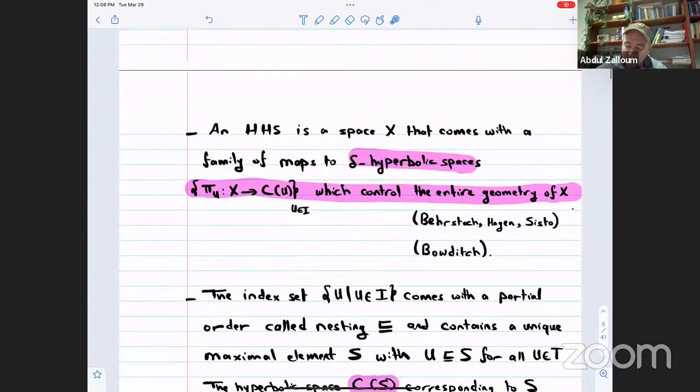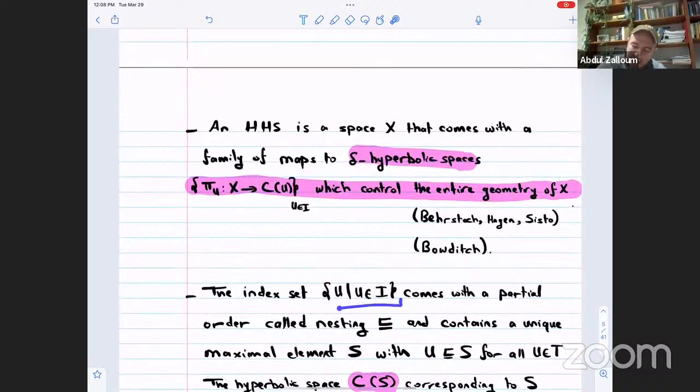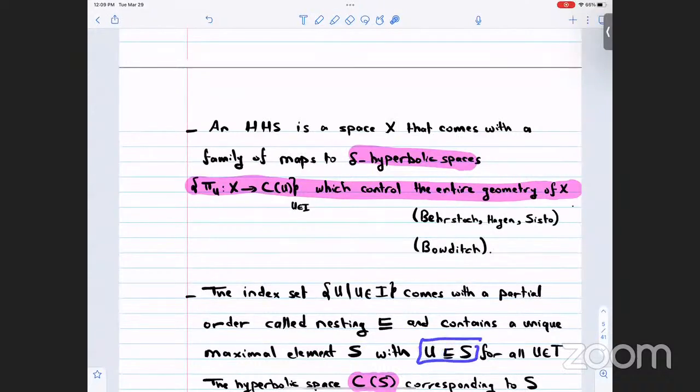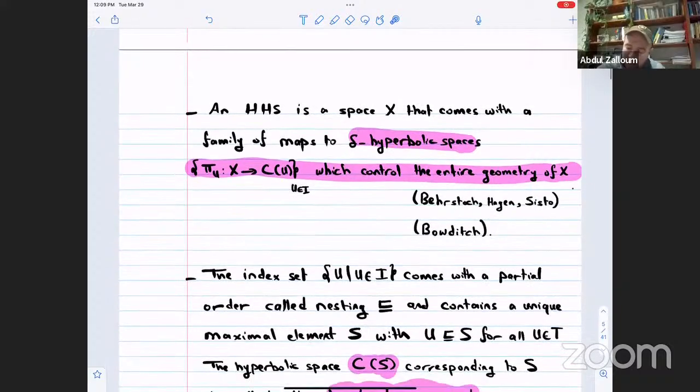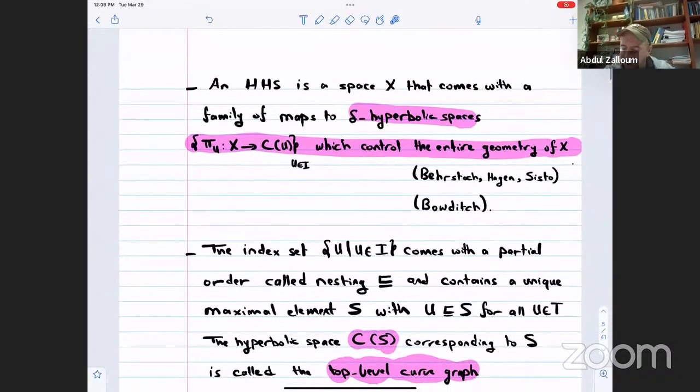Right. So I want to mention one thing. This is the index set that indexes the hyperbolic spaces that you have, and this set comes with a partial order called nesting. This partial order contains a unique maximal element that we're going to denote S. Every single element in the collection nests in this unique maximal element. The hyperbolic space associated to this unique maximal element is denoted CS, and we're going to refer to it as the top-level curve graph.